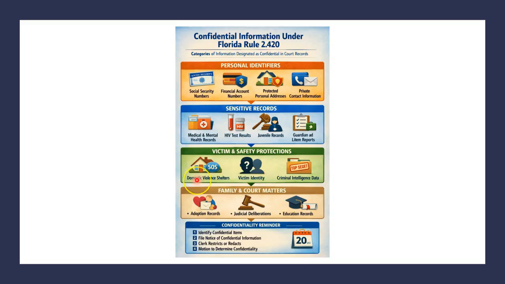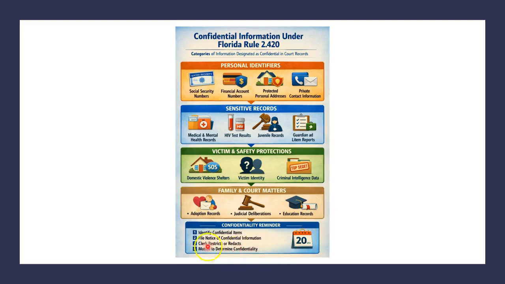Sometimes you have to be very careful to avoid giving information that would possibly lead into domestic violence, like a domestic violence shelter that a person is staying at. You don't want to disclose that, and if you do disclose it, you need to be careful to use the confidential information. And criminal intelligence data. Family court matters kind of fall into some of these, too, by the way. Family court matters, adoption records, judicial deliberations, education records, those are considered confidential.